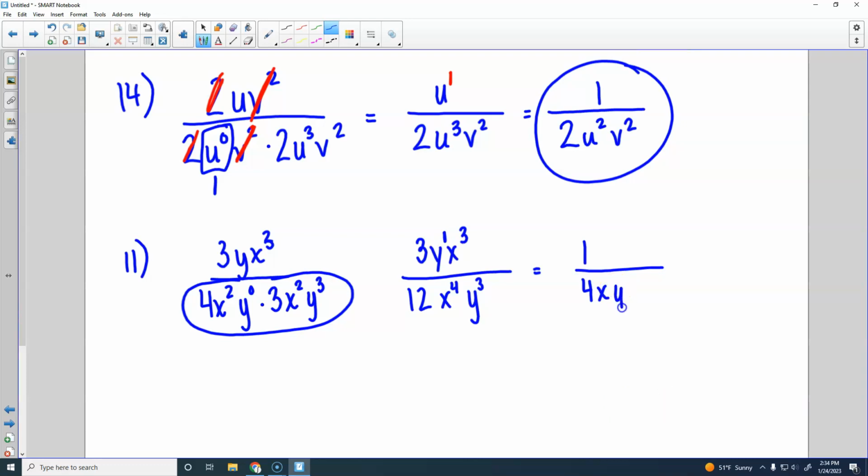Also in the bottom. So I'll have y squared there in the bottom. Nothing is left in the top except for that 1, so you do have to have that 1 there. And that would be our answer.